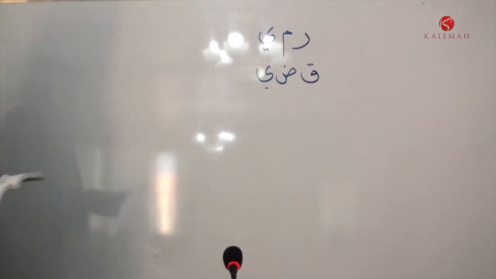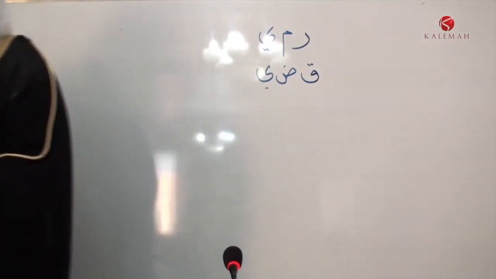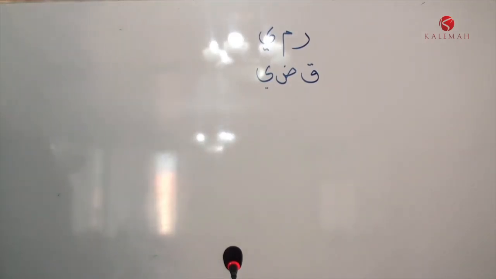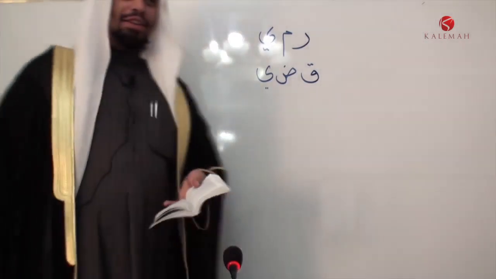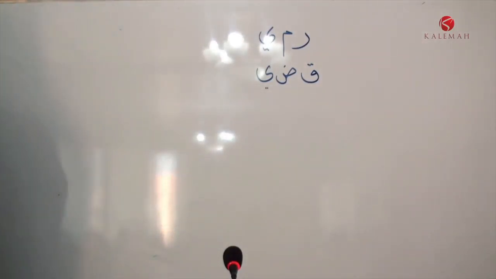قَضَى. How did we know that this alif is originally a ya? The same surah, if you open the same surah, verse number 4, it says, وَقَضَيْنَا إِلَىٰ بَنِي إِسْرَائِيلَ فِي الْكِتَابِ. قَضَيْنَا. So you can see here that there's a clear proof that this alif was originally a ya.